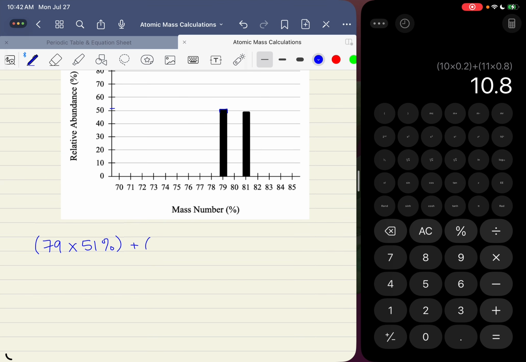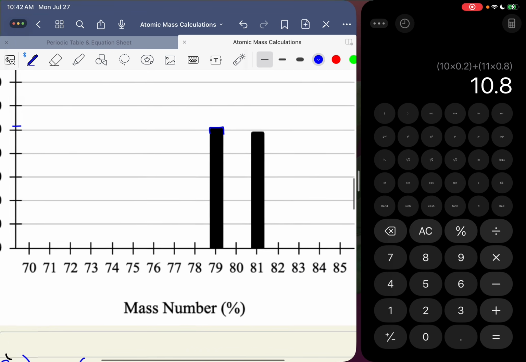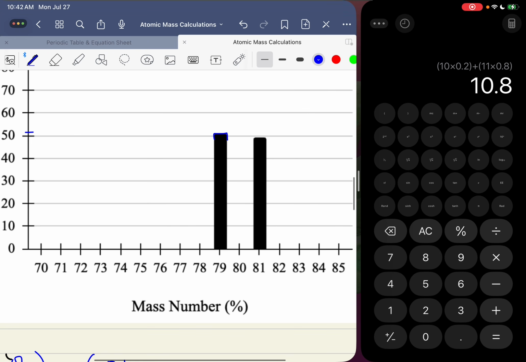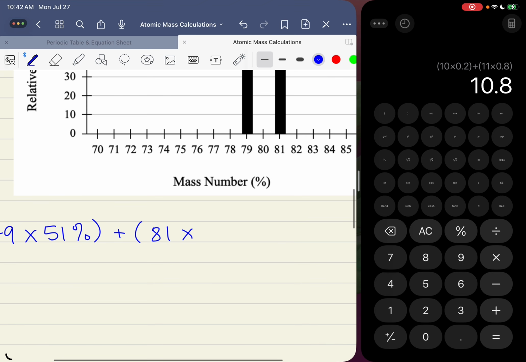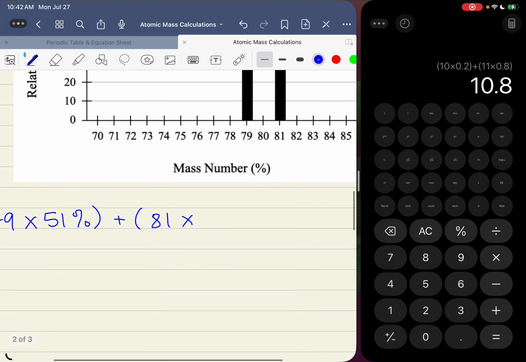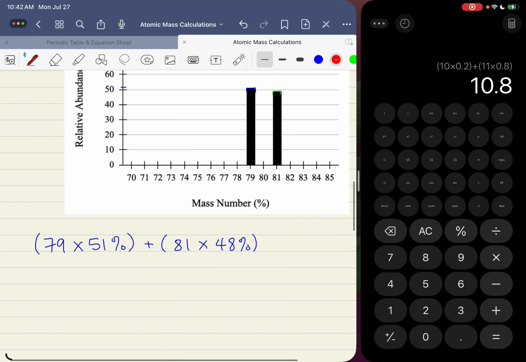Okay, and then the next one is a mass of 81. And its percentage, let's say, I'm going to say it's, I don't know, 58. Oops, wrong tool. Sorry, 48. Now remember that our percentages have to add up to 100.